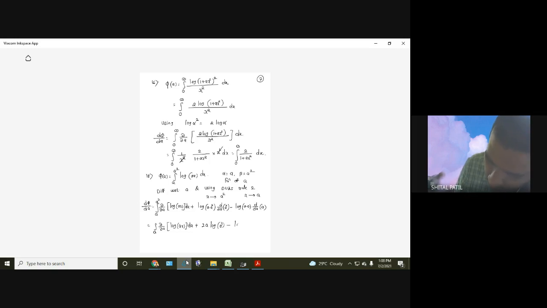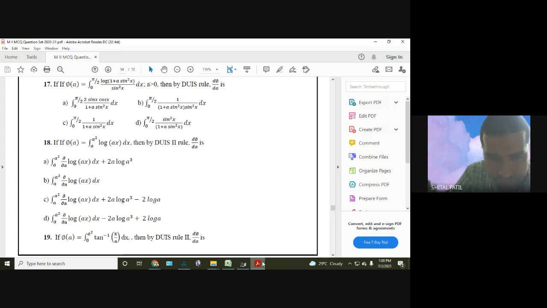Derivative of a is 1, log of a square. This should be, I think, the required option. This log of a square is simplified. It is 2 log a. So option number C is correct. C option is correct.